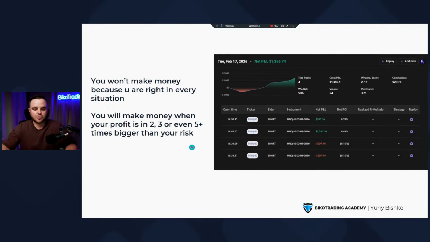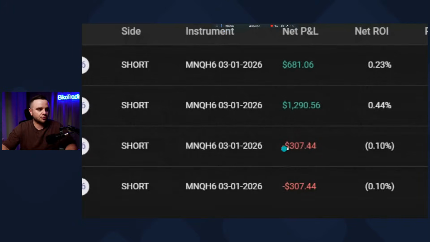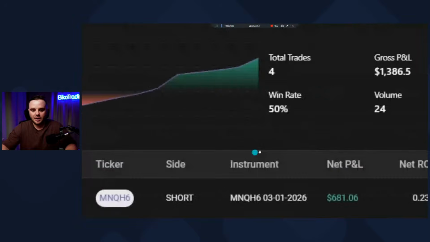And a strategy helps you find the places where, for example, like here, I took a trade, I was wrong, I lost 300. I took a trade, I was right, I made 1,200. And even if one of 4 trades is profitable, I make money. When every second trade is profitable, I make significant money.